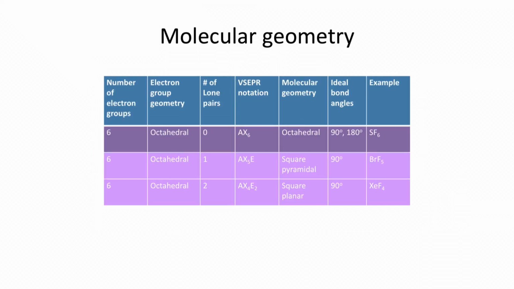And the last possibility is if I have 6 pairs of electrons, which are all in the octahedral family. If I have all 6 bonded, all the angles are either 90 or 180. But if I have 5 bonded pairs and 1 lone pair, I call this square pyramidal. And if I have 4 bonded pairs and 2 lone pairs, I call this square planar.